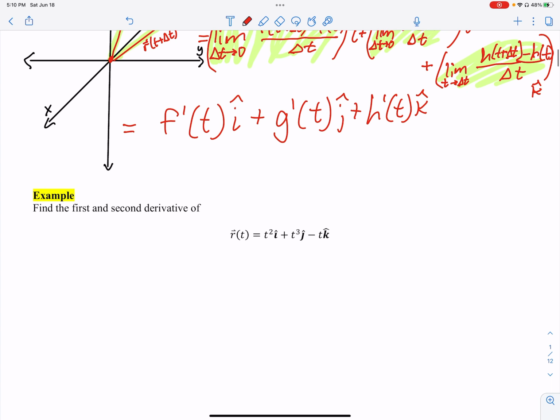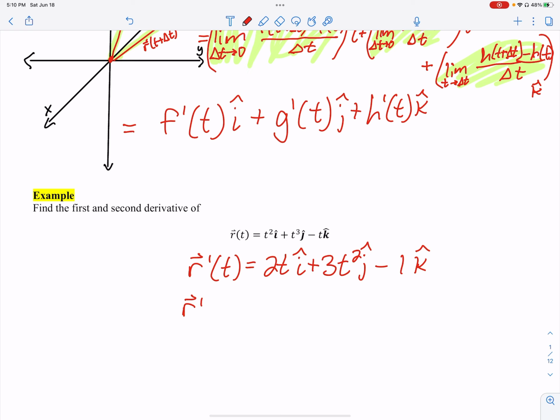All we have to do is take the derivative of each component. So it says find the first and second derivative of this vector valued function. So r prime of t is 2t i plus 3t squared j minus 1 k. So there is the first derivative. We can also find a second derivative by taking it again: 2 i plus 6t j, and then a constant will be 0. We could just leave it off or put 0 k. Either one is a great answer.